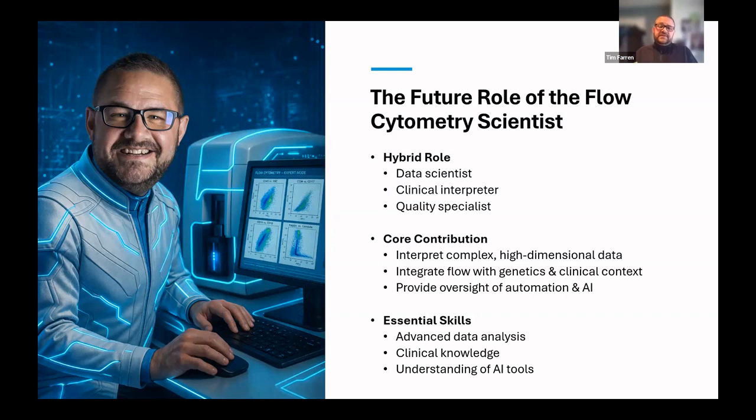So to support this shift, I think the required skill set as a scientist is changing. We know that advanced data analysis is becoming essential, including familiarity with multidimensional tool analysis. And this is obviously being increasingly driven by things such as AI platforms. And this needs to be combined with strong clinical knowledge, particularly in leukemia biology, and a clear understanding of how these new tools work. But obviously, their strengths is a key one, but also we need to be really clear about the limitations of these tools when we're talking about blood cancer diagnostics.